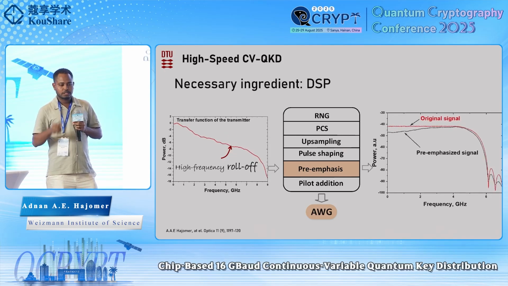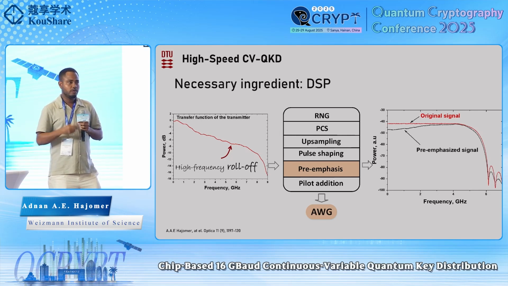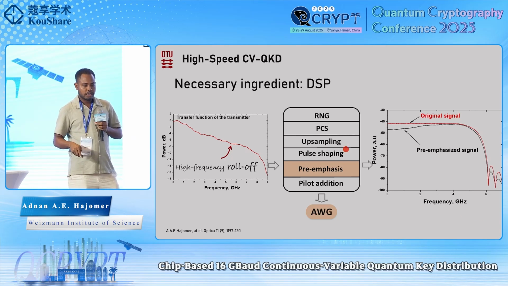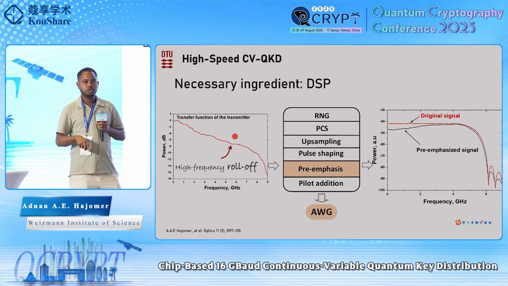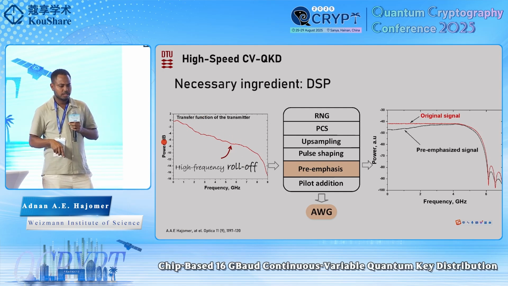The third ingredient to have high-speed CVQKD is having good, efficient digital signal processing. When we operate at a very high speed, one issue is the high frequency roll-off at the transmitter side. This high frequency roll-off usually introduces intersymbol interference, which can violate the IID conditions, and it can also increase the excess noise. Here is an example of the transfer function of the transmitter. As we can see, at 6 gigahertz we have about 6 dB of attenuation.